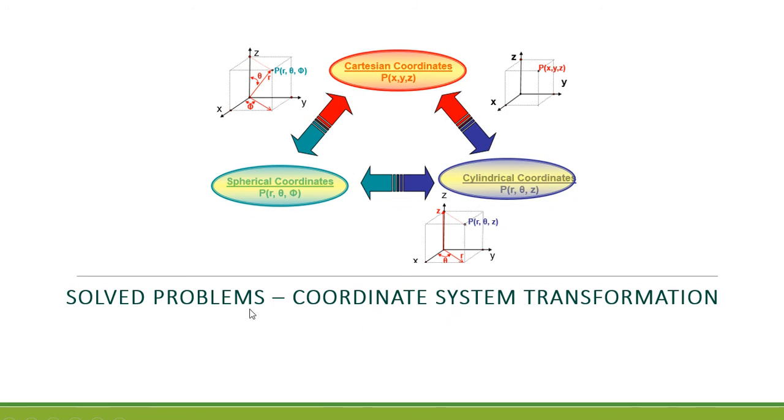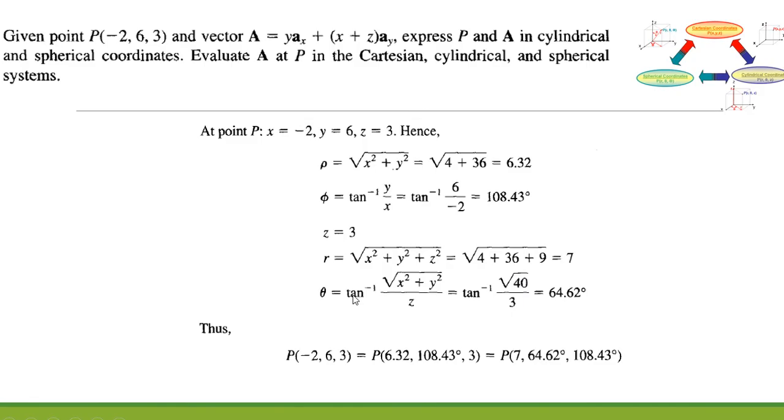Let us solve some problems in the coordinate system transformation. So this is the first problem. Given the point P(-2, 6, 3) and vector A = y a_x + (x + z) a_y, express the point P as well as A in cylindrical and spherical coordinates. Evaluate A at P in the Cartesian, cylindrical and spherical systems.